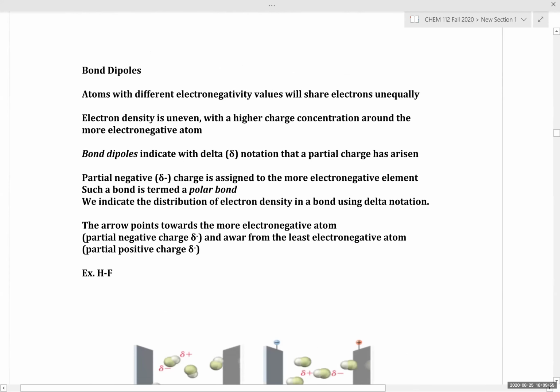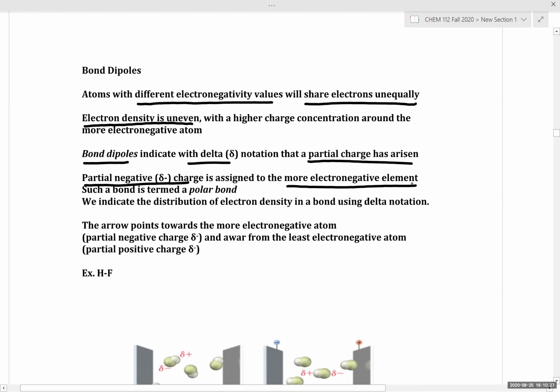Now, continuing on with this idea of bond dipoles, because atoms with different electronegativity values will share electrons unequally, and because our electron density is distributed unevenly, we can denote regions that contain an excess partial charge using delta notation. In general, our partial negative charge is assigned to the more electronegative element. The arrow for our bond dipole will point towards the more electronegative atom and away from the least electronegative atom.